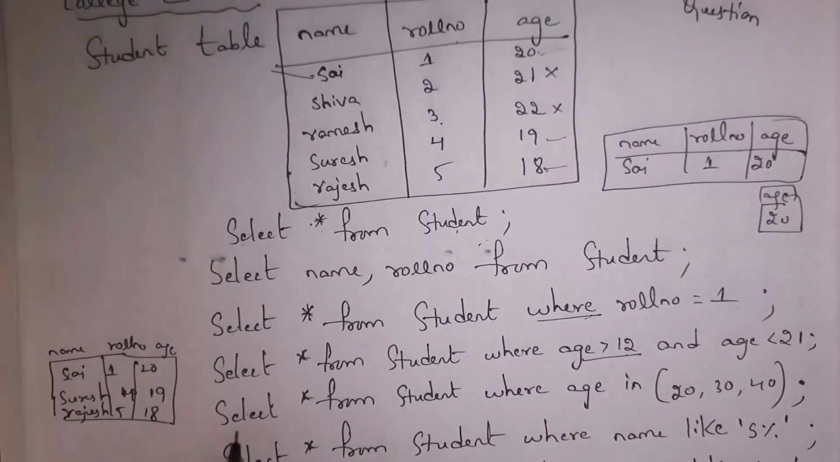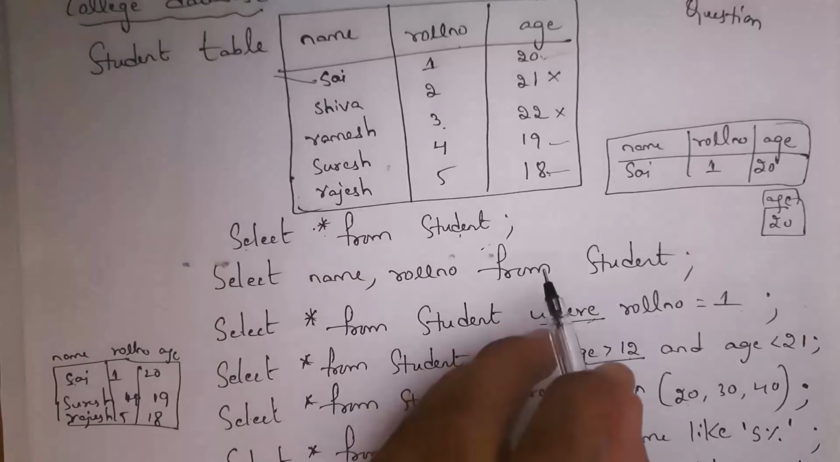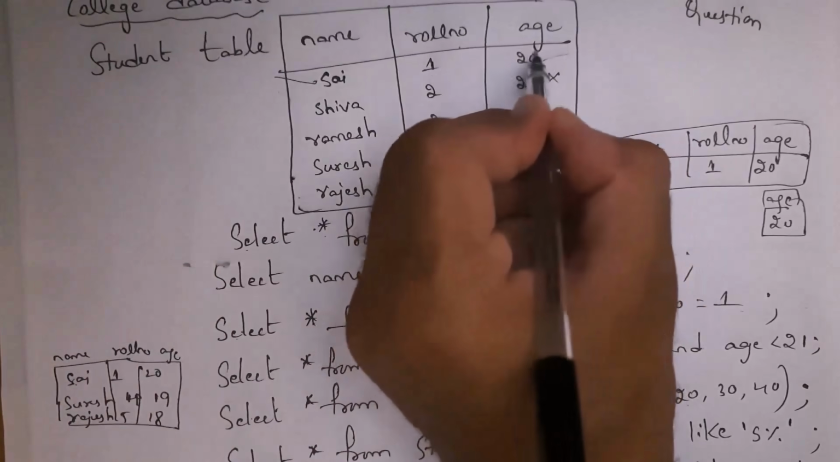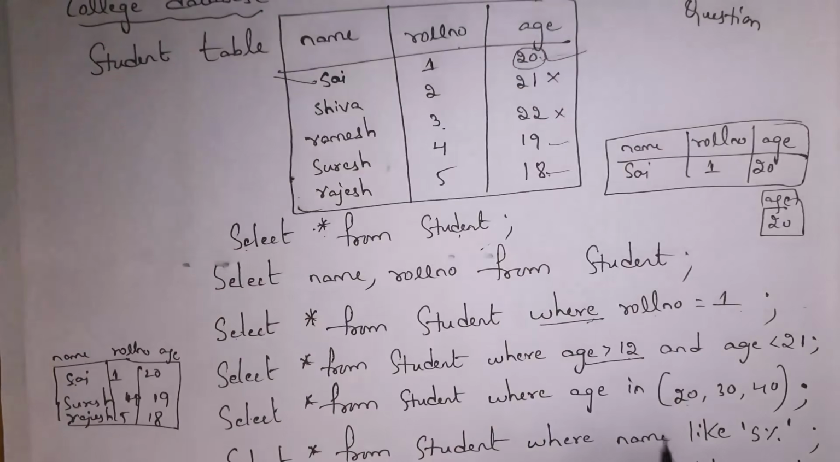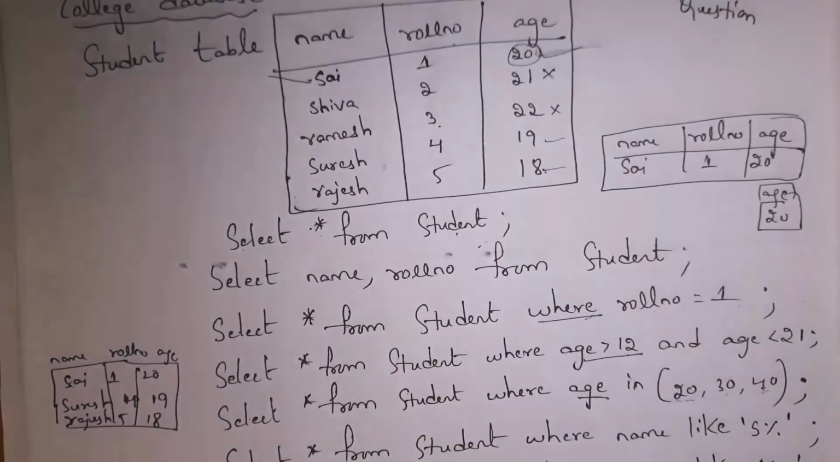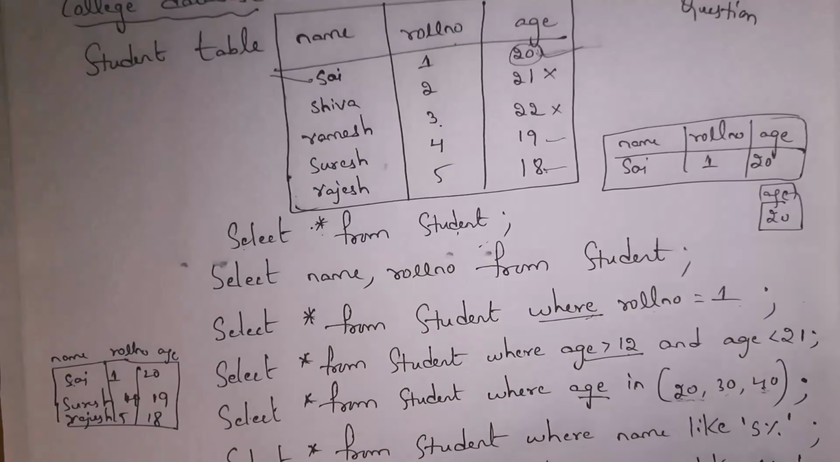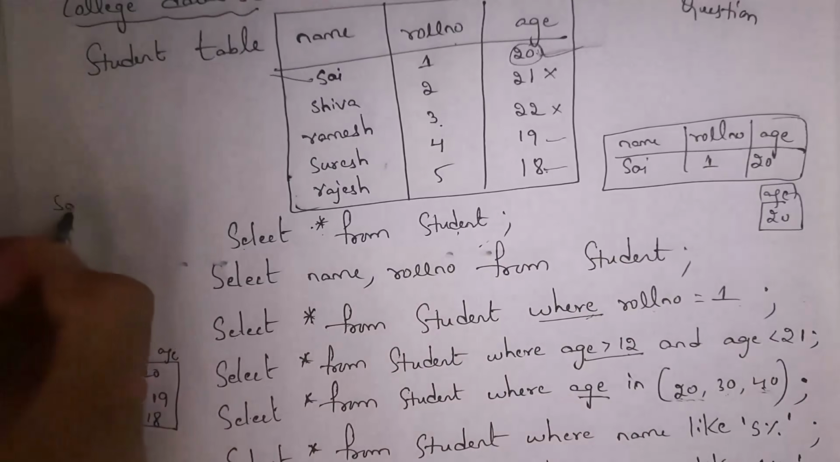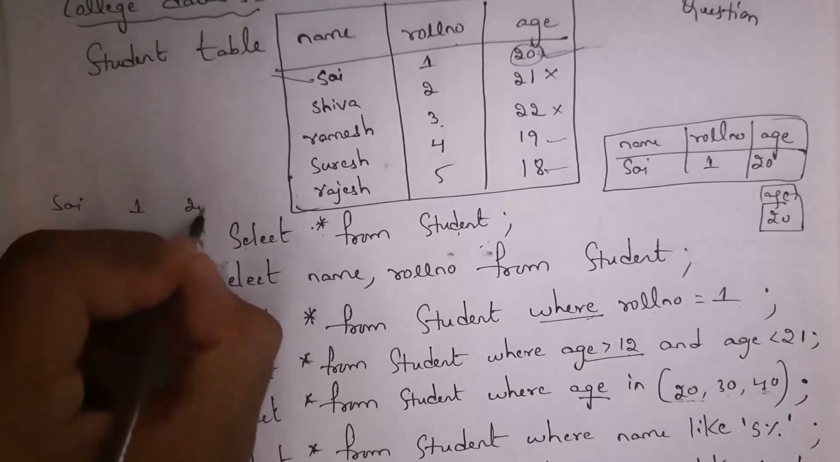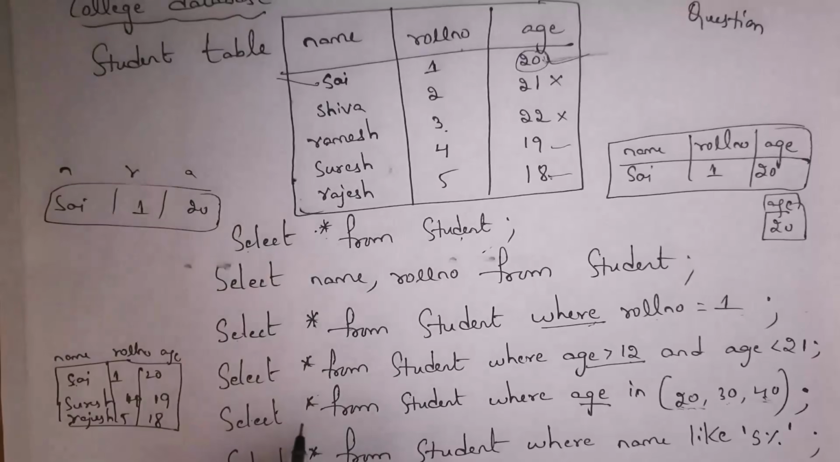Next I have written here select star from student where age in 20, 30, 40. First one is 20. Yes, 20 is present. Sai age is 20, so it is accepted. And next 30. 30 is not present in this table. And next one is 40. Age 40 is not present in this table. Only age 20 is present. So I will get the output: name Sai, roll number 1 and age 20. This is my output. It will display all these 3 columns because I have written star.